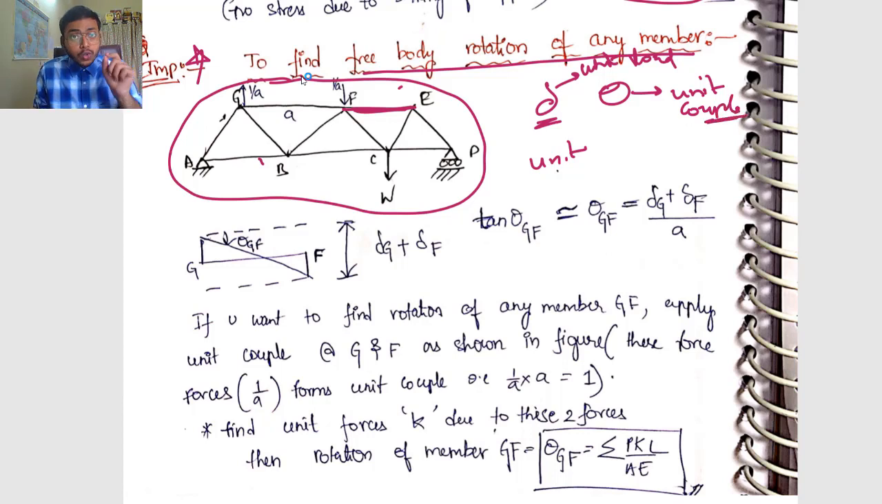I hope you know what a couple is. You might have studied it in school as well as in engineering mechanics. Even if you don't know, don't worry, I will explain. A couple is nothing but two unlike parallel forces of equal magnitude. First of all, if two forces are moving in the same direction, they are called parallel forces. They can move in the same direction or in opposite directions.